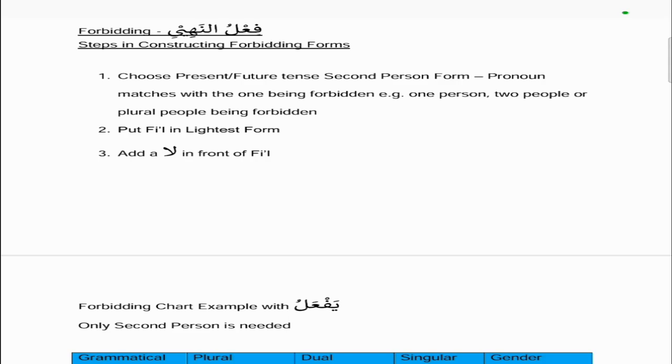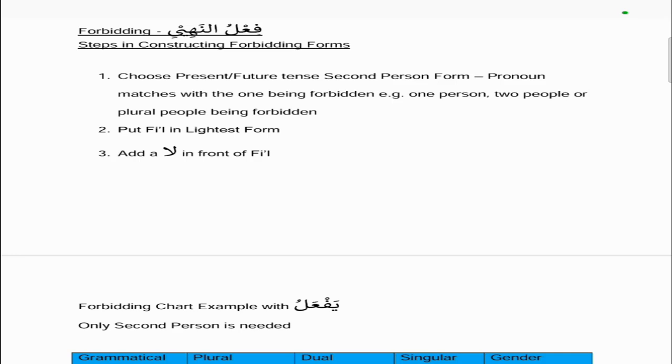First, we choose the present tense second person form. We have to choose the correct one, so the pronoun matches the one being forbidden. For example, if you're forbidding one person, then you have to choose the you, which is for singular. Or if you're forbidding two people, then you choose the both of you pronoun. Or plural, like all of you, then you have to choose that one. And also it depends on the masculine and feminine as well.